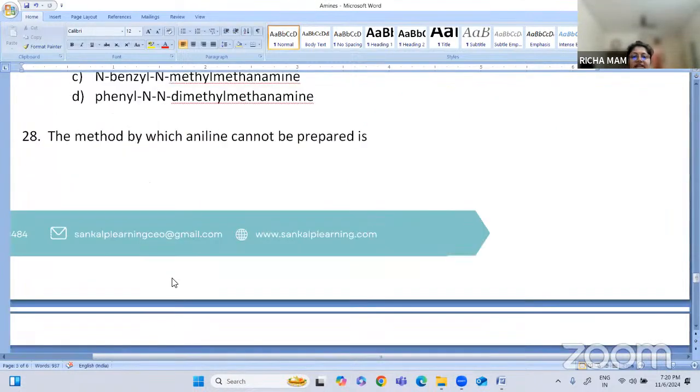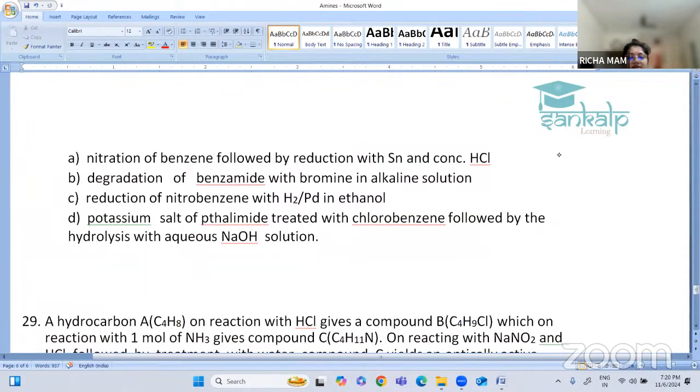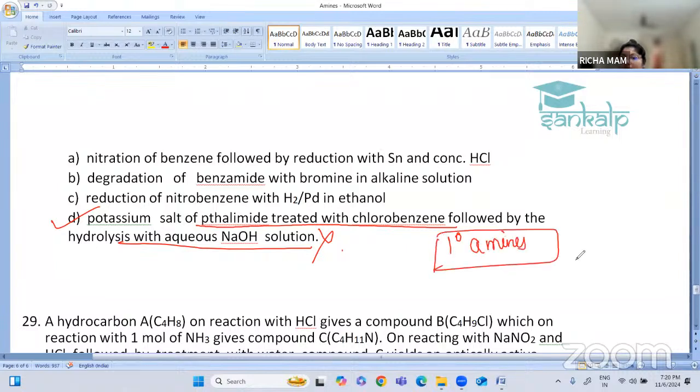The method by which aniline cannot be prepared is... By which method can aniline not be prepared? We know that with Gabriel phthalimide synthesis, we cannot prepare it. Only with the Gabriel phthalimide reaction we can prepare primary amines, primary aliphatic amines, not aromatic. We can prepare only primary amines, that too aliphatic amines. So we cannot prepare aniline.